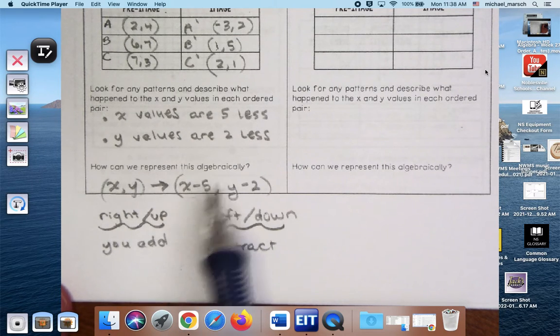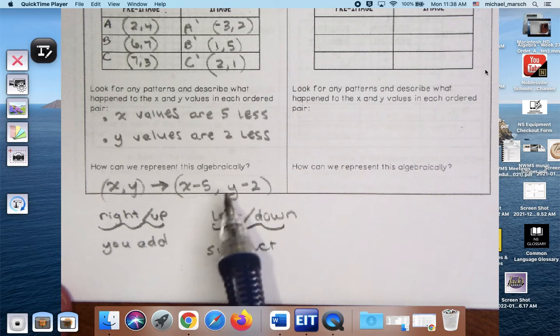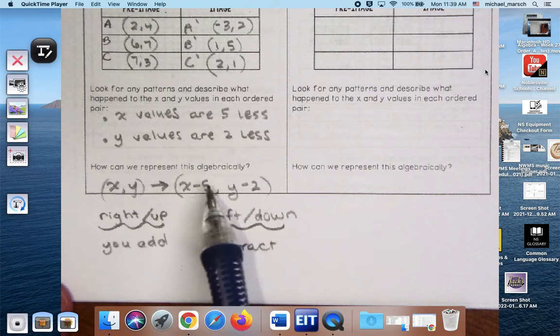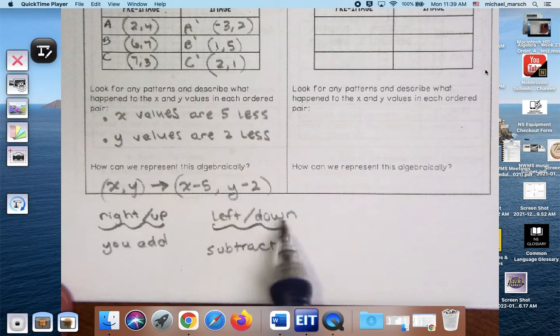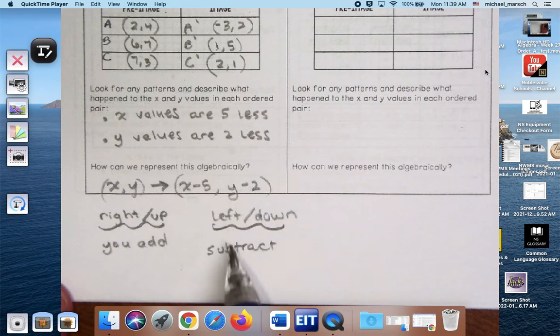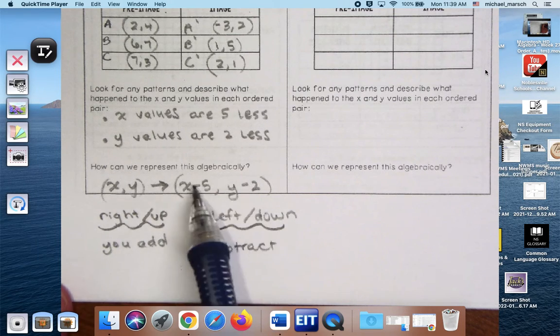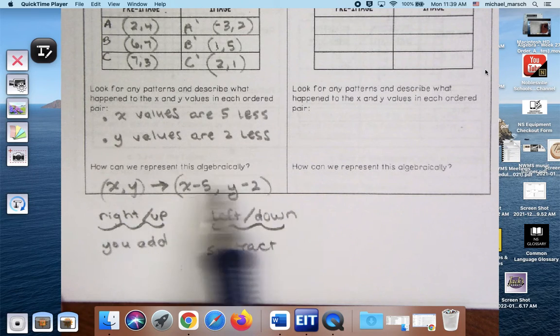So that's how you write it algebraically. Right or up is going to be positive. Left or down would be a negative. Since these were both left and down, we have subtract 5 and subtract 2.